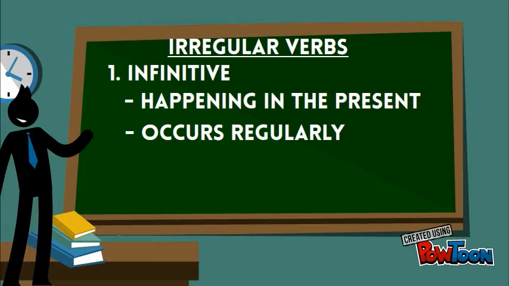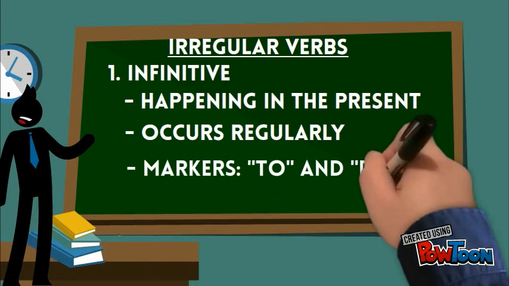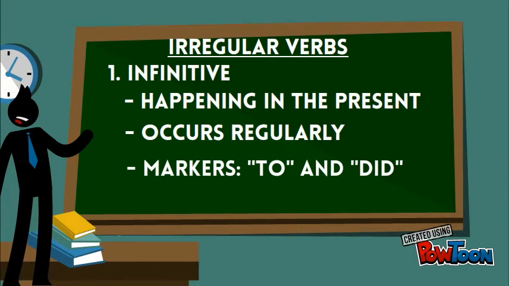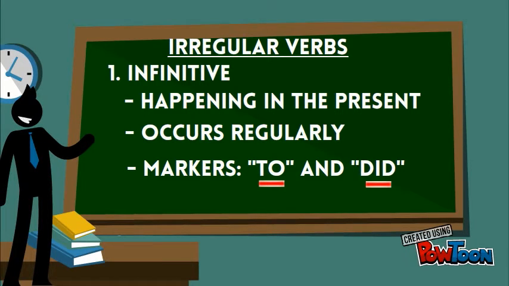Also, there can be markers that indicate the use of the first verb form. The most common ones are to and did. If you see the word to in front of a verb, then it is always written with the infinitive form. Also, if you can put to in front of a verb, it is taken from the first column.